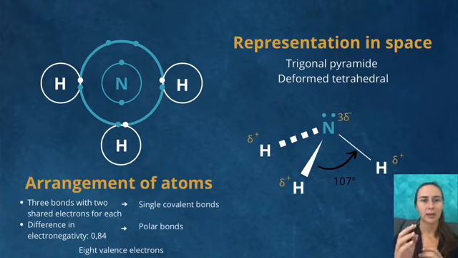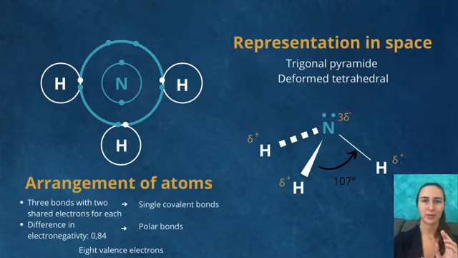In this way, we can see that hydrogen and nitrogen share one valence electron each to form bonds. They are simple covalent bonds. In addition, the difference in electronegativity between hydrogen and nitrogen is 0.84, so this is also a polar bond. So nitrogen and hydrogen are linked by simple polar covalent bonds. The ammonia molecule has 8 valence electrons.